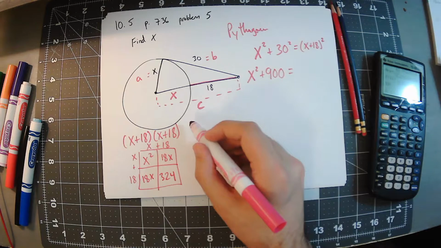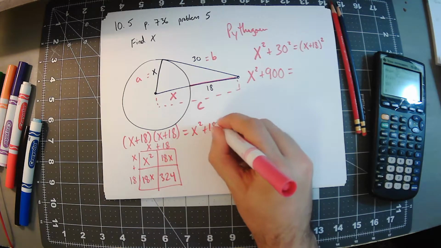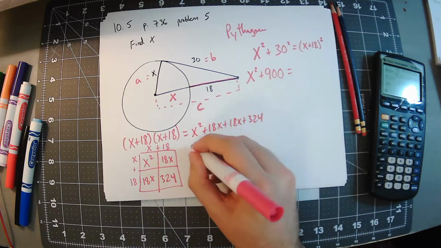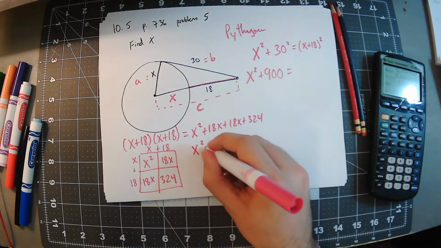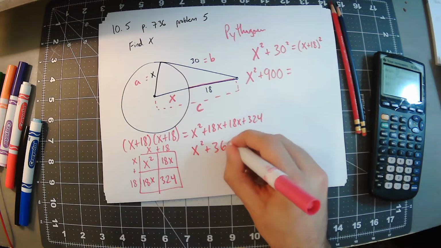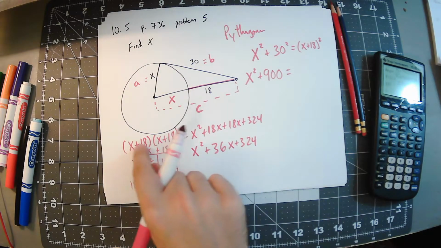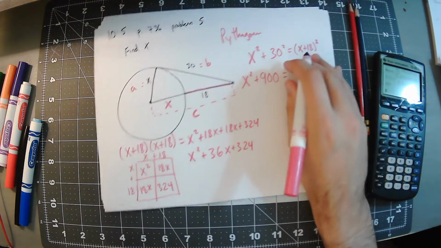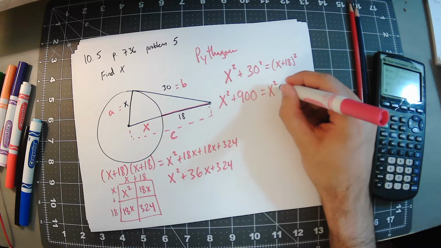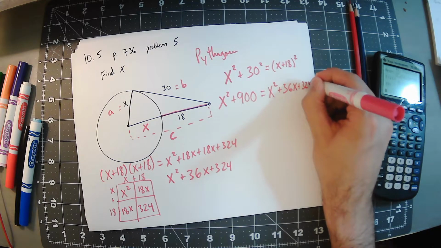Okay, so that means this is equal to x squared plus 18x plus 18x plus 324, which translates to x squared plus 36x plus 324. So that's just what this half of the equation equals. We have to do that whole work just to get that second half of the equation. But the good thing is that's towards the end of the question already.